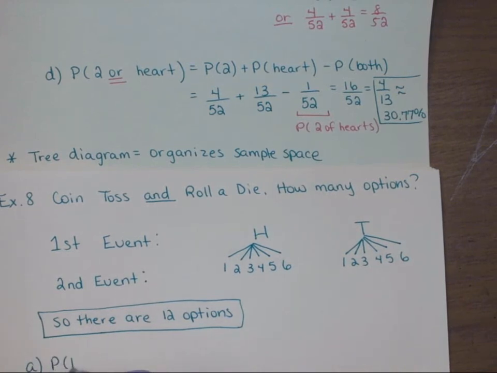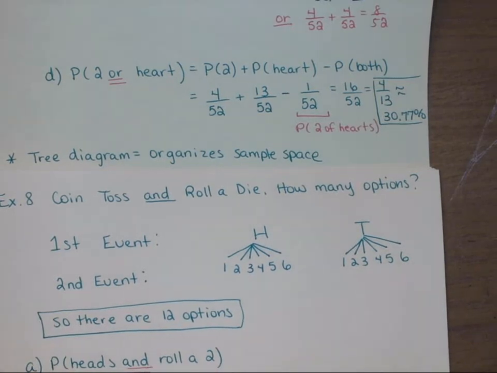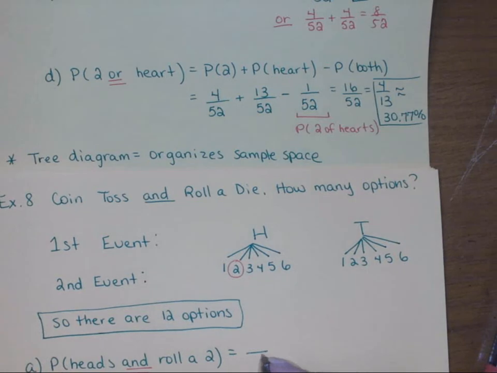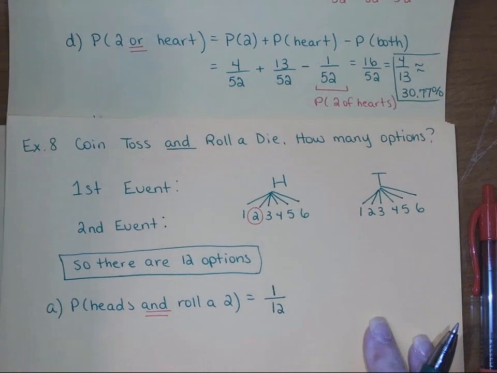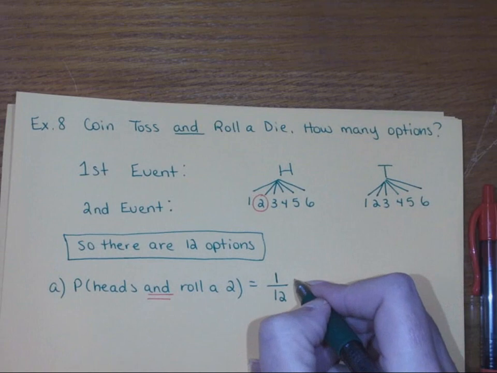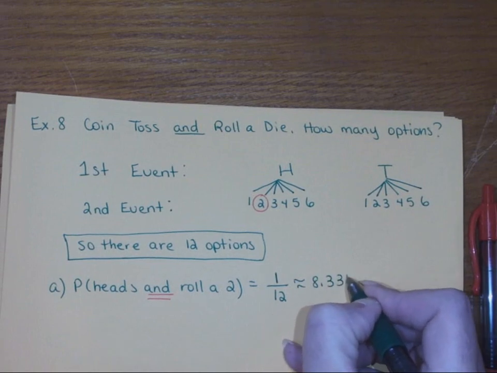So let's see if we can read this tree diagram and see if it'll help us figure out some probabilities. The probability of heads, and we roll a 2. Okay, so the and is significant. So rather than do our formula, let's just look up at our list, right? We want both things to happen. So that means we want to end up specifically here, right? So out of 12 choices, we only have one option that satisfies that we got heads, sorry about that, and a 2. Okay, so we get 1 out of 12, which is right about 8.33%.